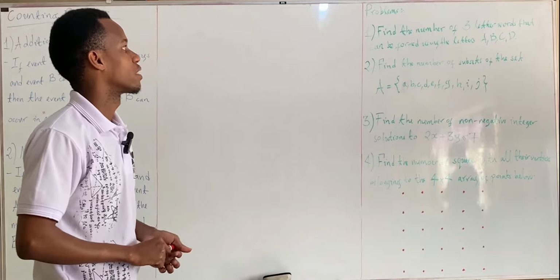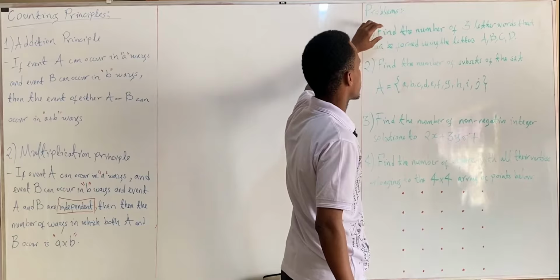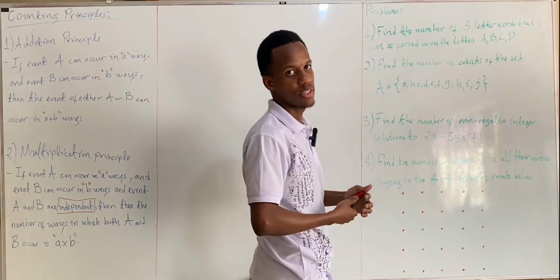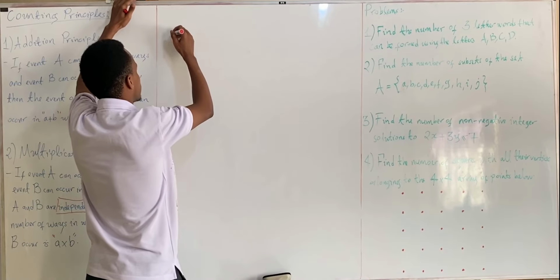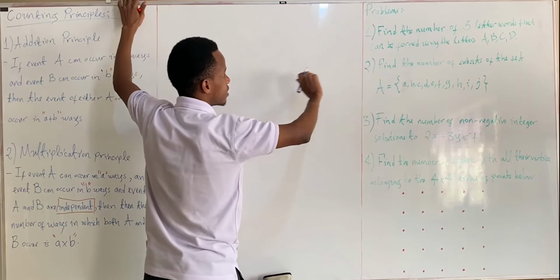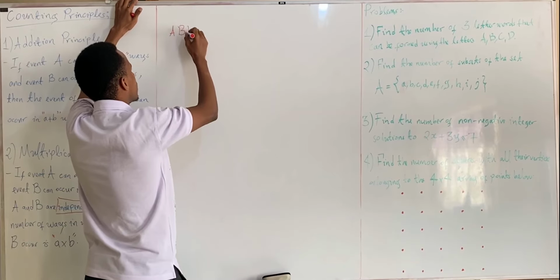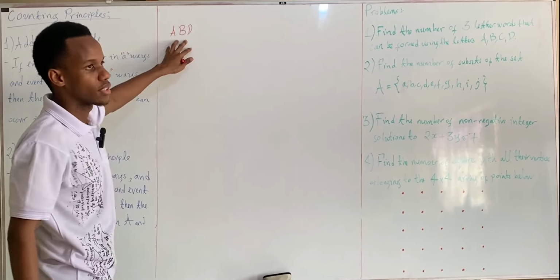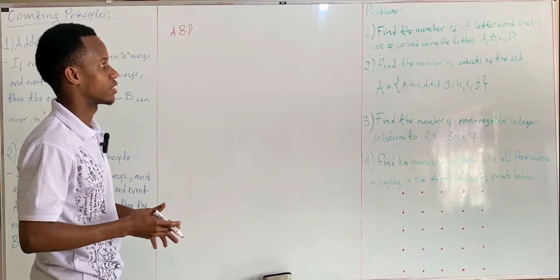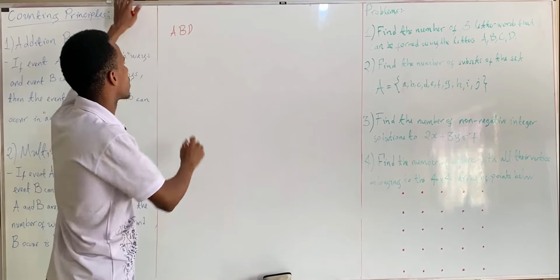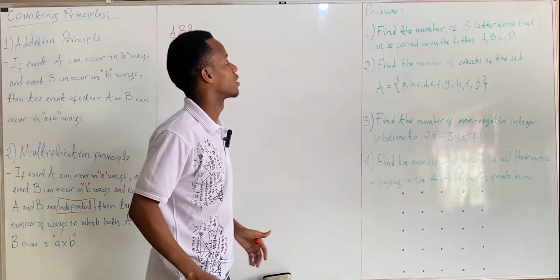So the first problem says: find the number of three-letter words that can be formed using the letters A, B, C, or D. So a three-letter word using A, B, C, and D. So for example, I can say maybe A, B, D. So this is a word. It does not matter whether it makes sense or not, as long as it is a word which consists of three letters A, B, and D, then it fits the category for this problem.